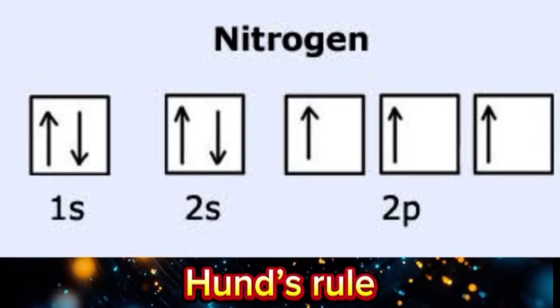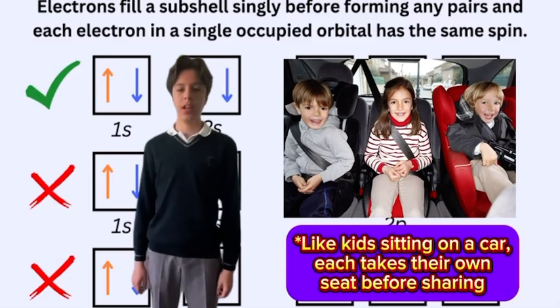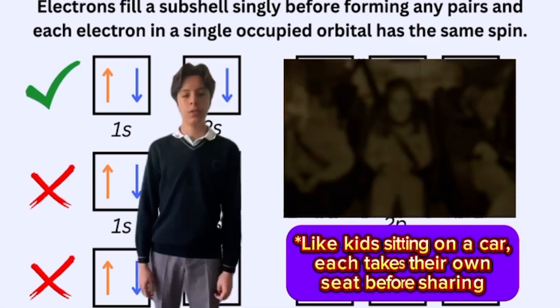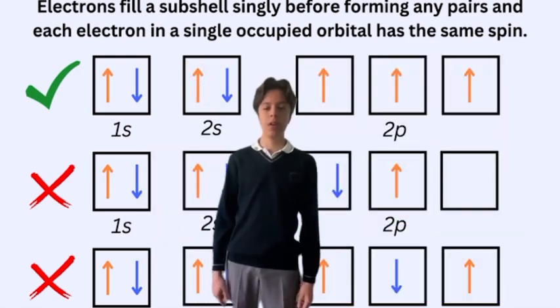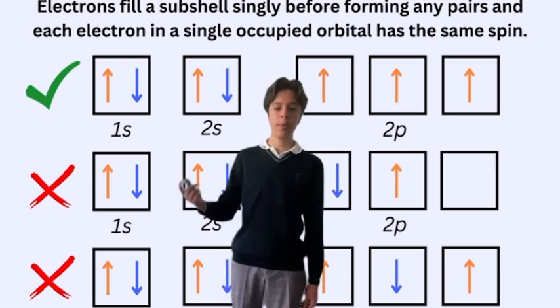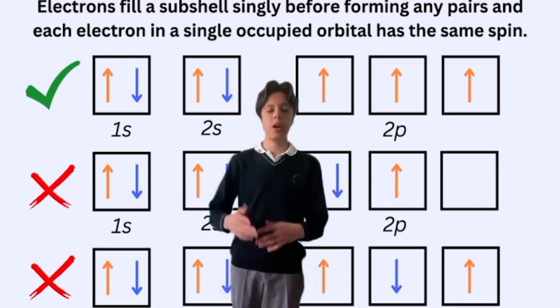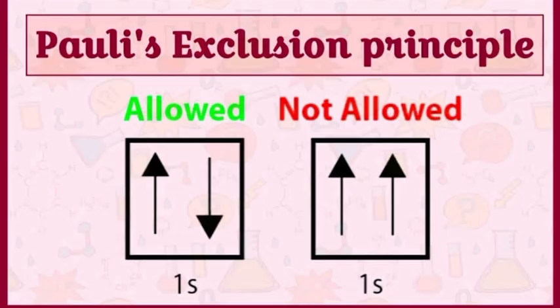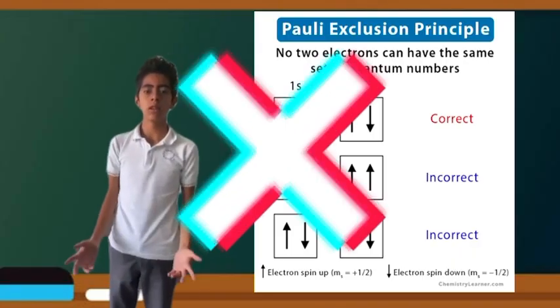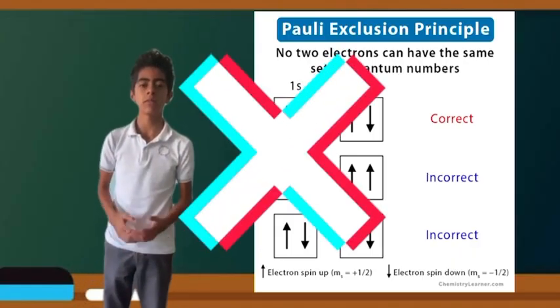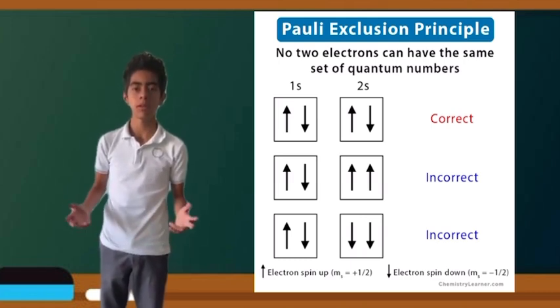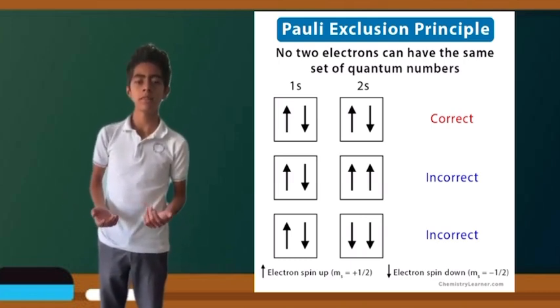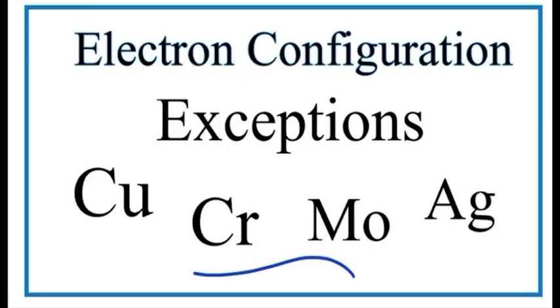Hund's rule. Electrons don't like to share unless they absolutely have to. So, in a sublevel with multiple orbitals like P, D, or F, one electron goes into each orbital before they start pairing up. Pauli's exclusion principle. No 2 electrons in the same orbital can have the same spin. If one is spinning up, the other must be spinning down, kind of like balancing on a seesaw.